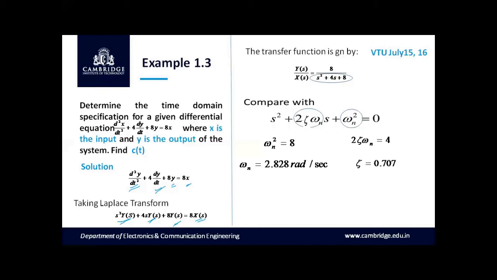So omega n will be equal to square root of 8, and we get omega n as 2.828 radian per second. If you substitute for omega n in this expression, we get zeta as 0.707. So now we have obtained omega n and zeta. Now in the given question, you are supposed to find the response C of t. The response C of t is given by 1 minus e to the power of minus zeta omega n t divided by square root of 1 minus zeta square into sine of omega d t plus theta. So we have to find the value of omega d as well as theta.